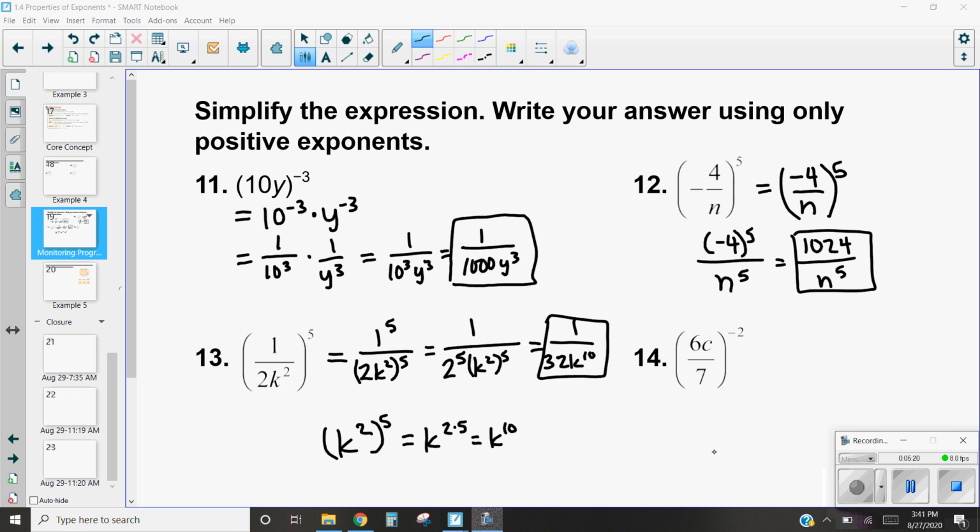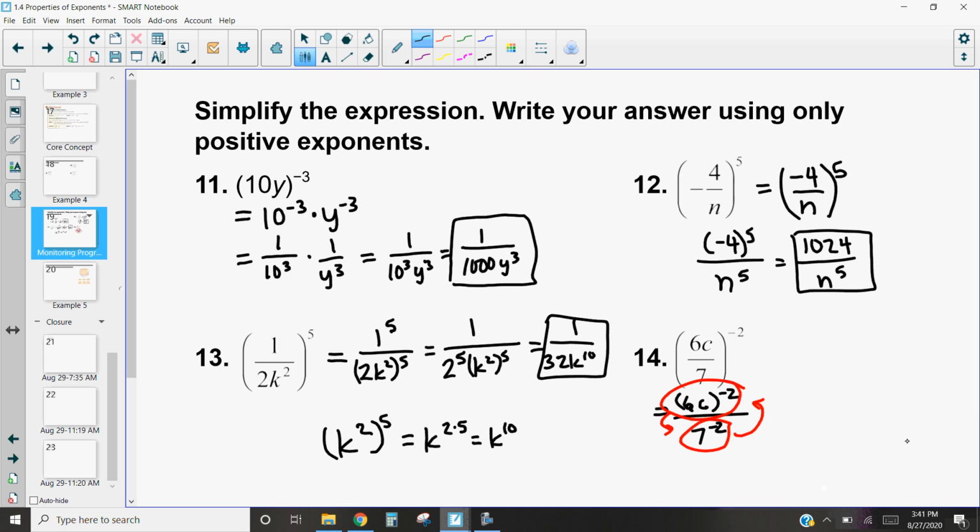We have 6 times c over 7. So this is going to include multiple properties again. So we want to break it down first with that power of a quotient rule. So we have 6c to the negative 2 over 7 to the negative 2. Now this negative 2 tells me that this value down here needs to go to the numerator, and this value up here needs to go to my denominator. So I'm going to rewrite this expression so it looks like that.